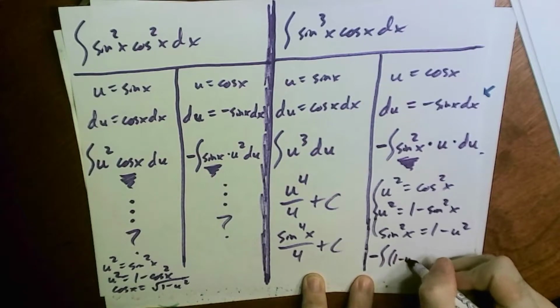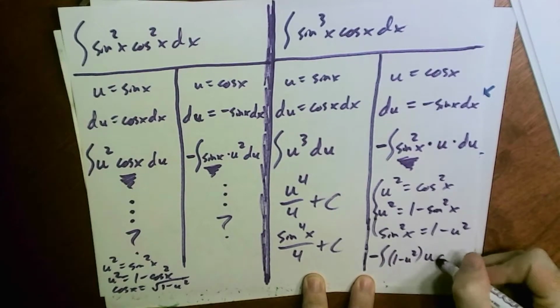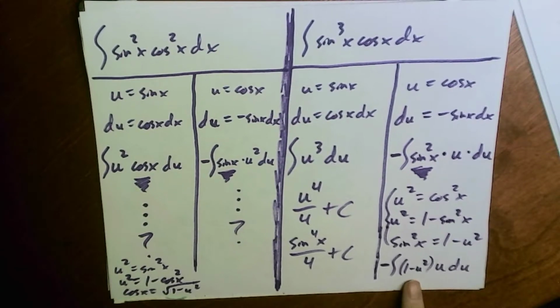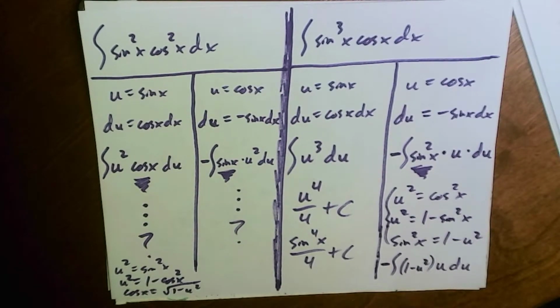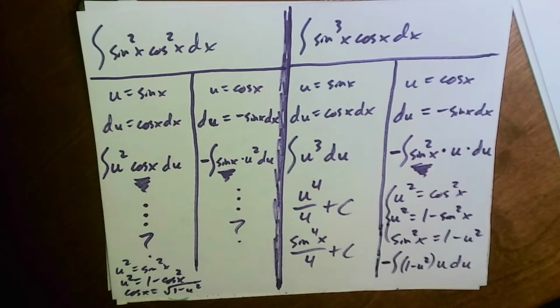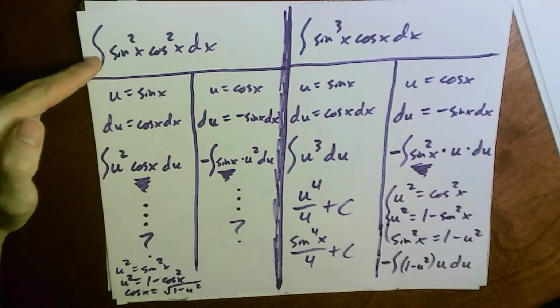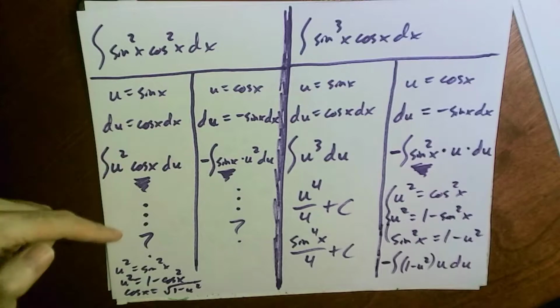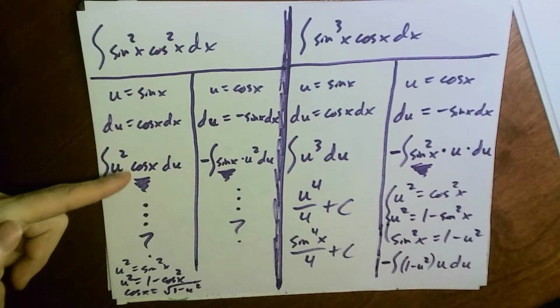I get a 1 minus u squared and another copy of u and a du. And that's just a polynomial. This is multiplied out, right? You get u minus u cubed. That's something we can do without too much trouble. So what we get, sine squared cosine squared was actually kind of messy no matter what we did. We'd end up with square roots times u's on the outside.